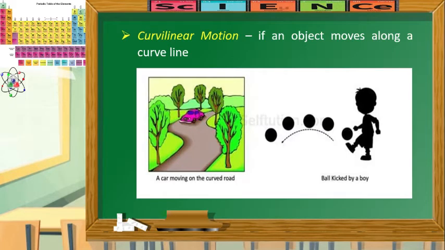Curvilinear motion. If an object moves along a curved line, for example, a car moving on a curved road. The second example, a ball kicked by a boy.